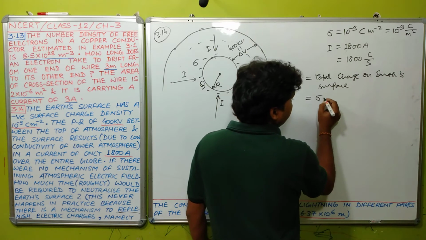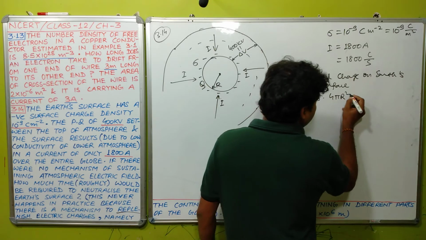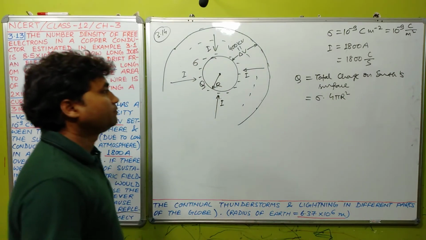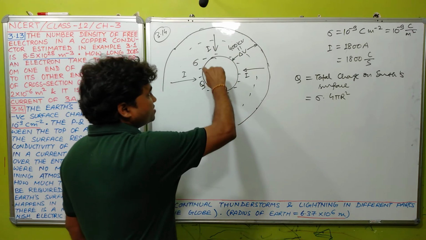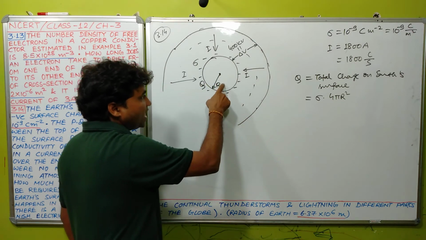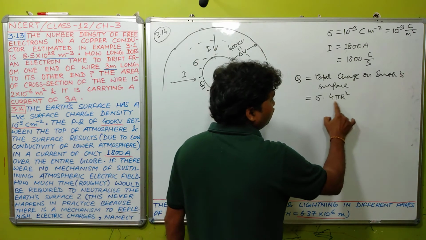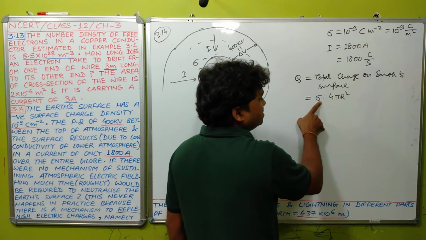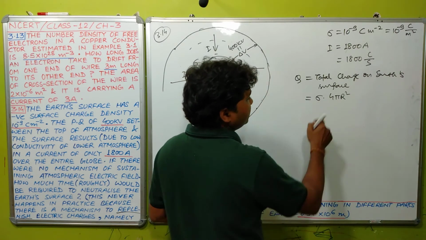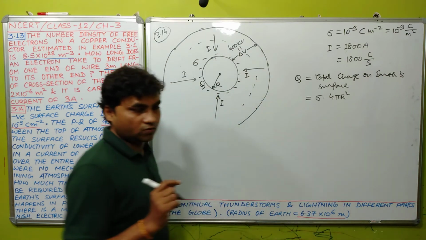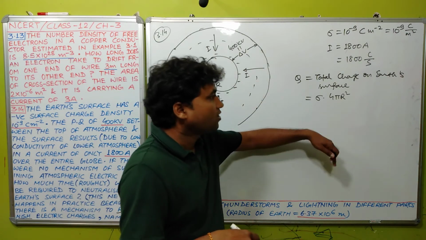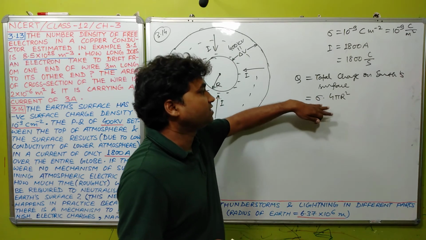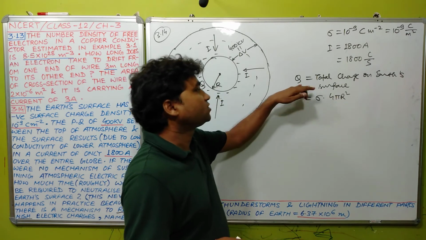Its value will be sigma into 4 pi R square. Why? Because Earth is a spherical surface, so if the radius is capital R, its surface area will be 4 pi R square, and since surface charge density is sigma, the total charge will become sigma into 4 pi R square. Sigma is the charge per unit area and the total area is this, so multiply total area with the charge of unit area, you will get the total charge.